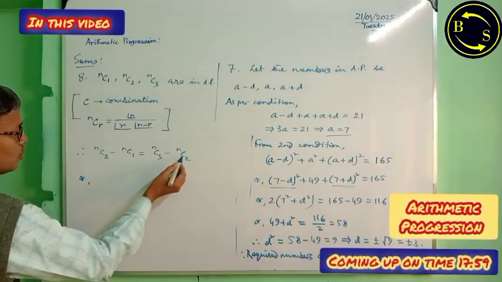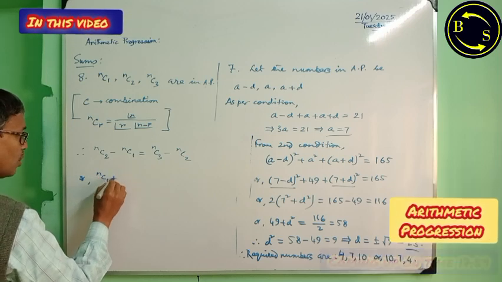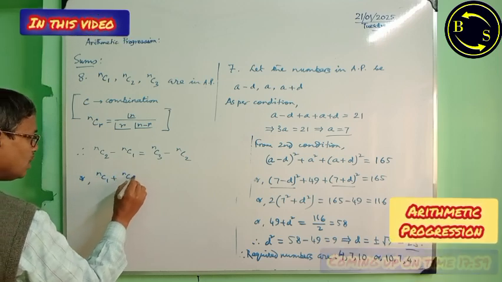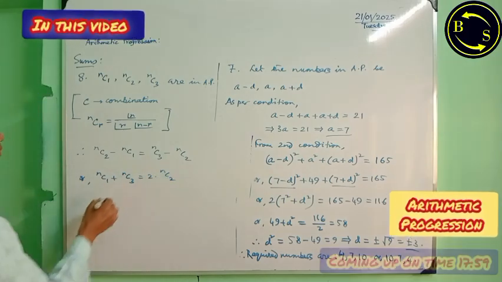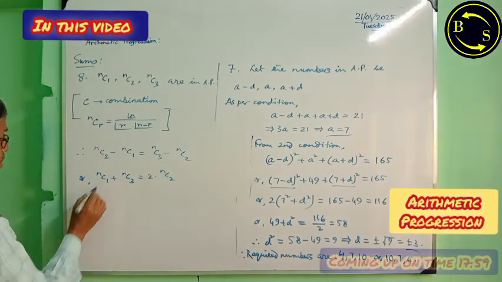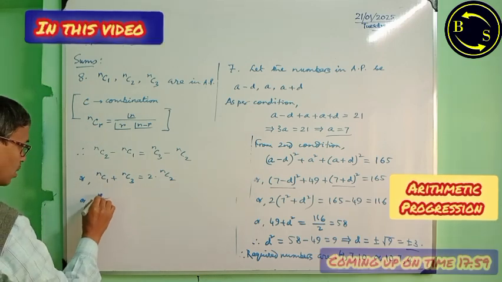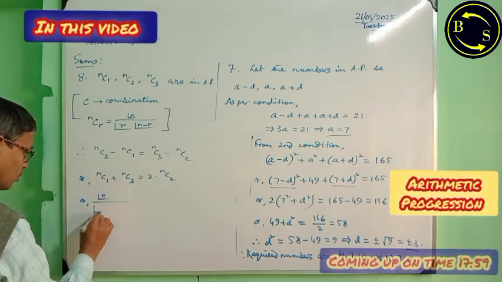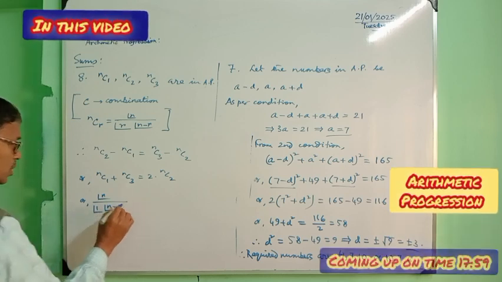Take these two together, then NC1 plus NC3 is equal to 2 times NC2. Now I put the expressions as defined here, factorial n by factorial 1 factorial n minus 1.